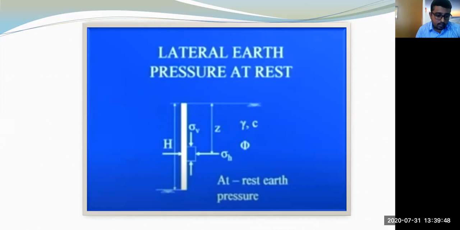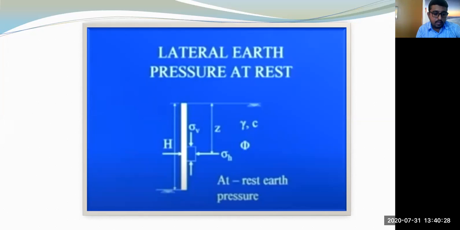You see here, this is the wall and this is the lateral earth pressure at rest condition. The wall is not at all moving. If I take any soil element at a depth z from the existing ground surface at the top level, and here is the backfill, represented by this rectangular part at a depth z, then due to the overburden of the soil, there will be vertical stress acting on the soil element, and correspondingly, a horizontal stress will be acting on it. So this is the lateral earth pressure.